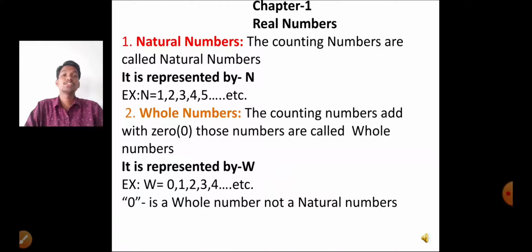The second one, whole numbers. The counting numbers along with 0 are called whole numbers. It is represented by capital W. Example, W equals 0, 1, 2, 3, 4, 5, etc. So 0 is a whole number, not a natural number. The natural numbers start with 1, 2, 3.